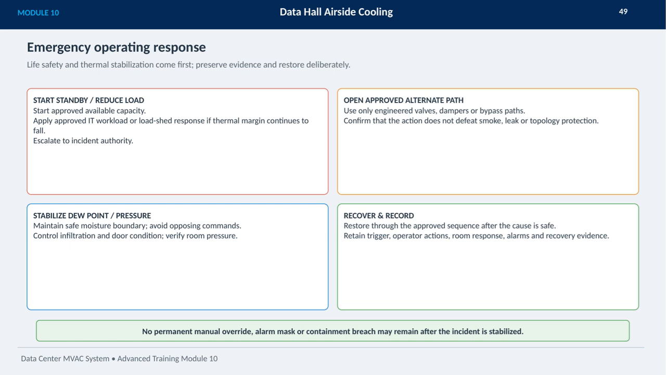It's crucial to confirm that these actions don't compromise smoke control, leak detection, or the overall topology protection. Maintaining the dew point and pressure is vital. Keep the moisture boundary safe and avoid conflicting commands. Control infiltration, monitor door conditions, and verify room pressure continuously. Finally, recovery must follow the approved sequence once the cause is resolved. Document every detail: triggers, operator actions, room response, alarms, and recovery steps. Remember, no permanent manual overrides, alarm masks, or containment breaches may remain after stabilization.